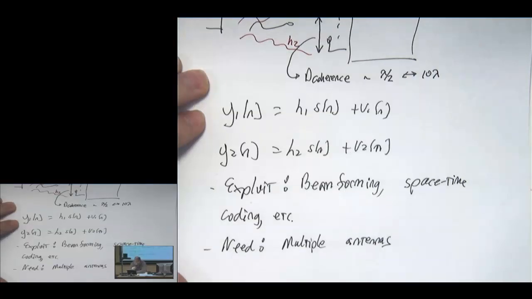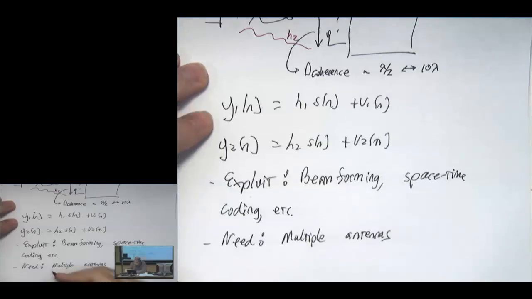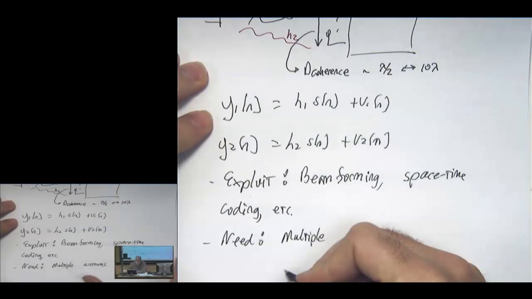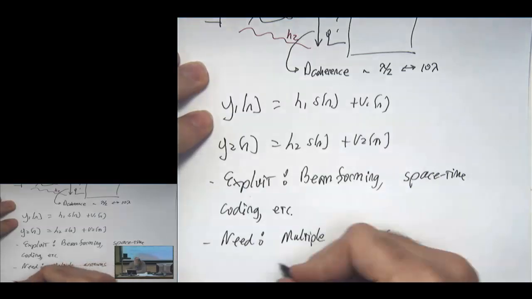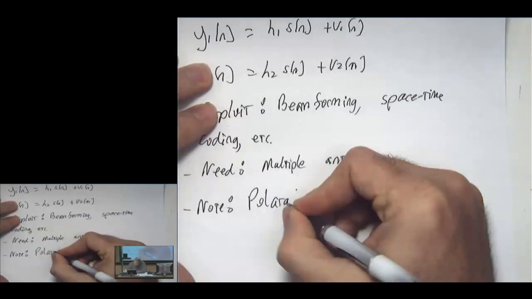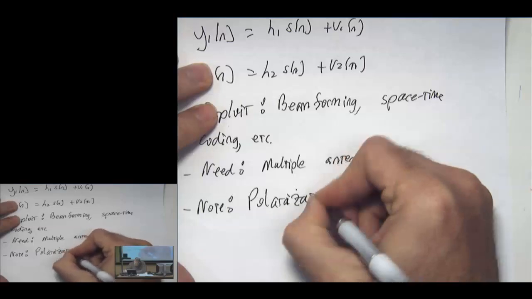But there's a little tricky way around this, which is that you can also use multiple polarizations. You can build a dual pole antenna from one piece of material. And so polarization is a special case here. So let me just put that down: polarization, special case.